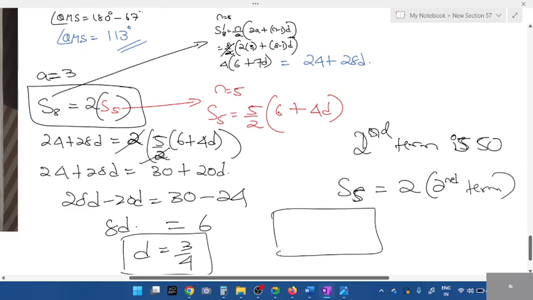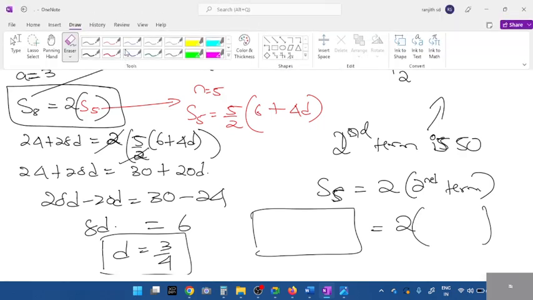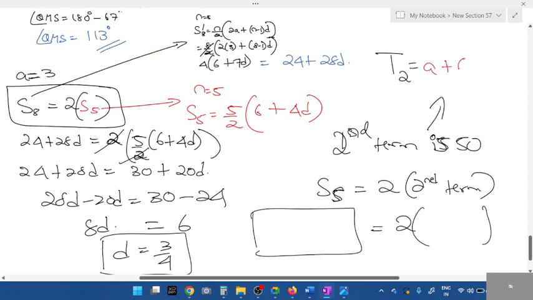For S of 5, you'll have a calculation: 2 into the second term. The second term is nothing but 50, which is given. So it is not the S of n concept, students, it is the T of n concept. So second term, T of 2 is equal to n divided by 2 into a plus n minus 1 into d. Sorry, a plus n minus 1 into d.